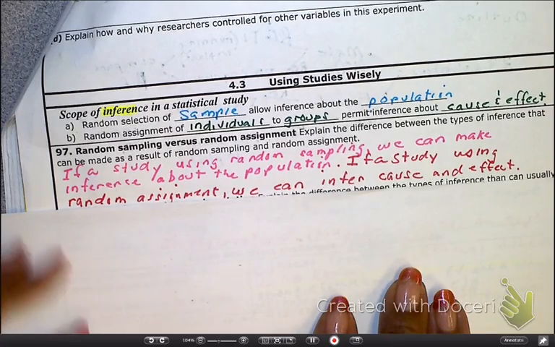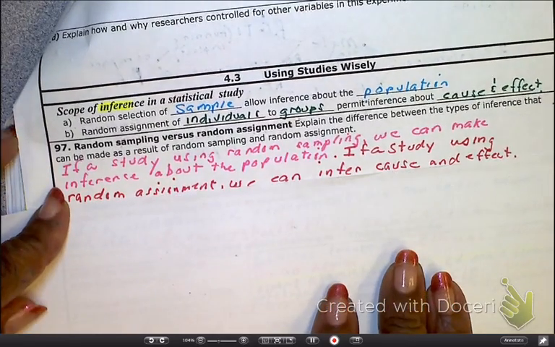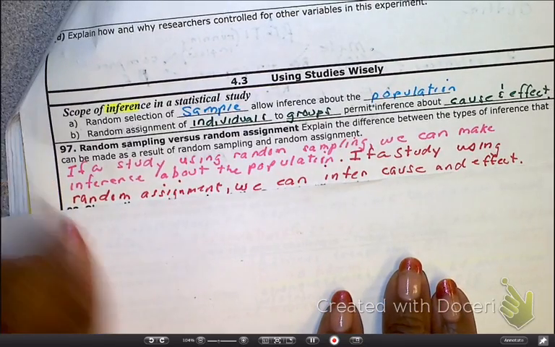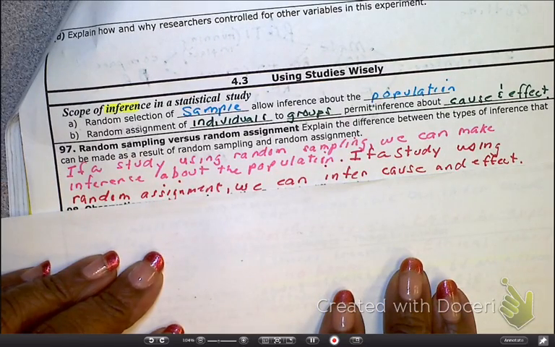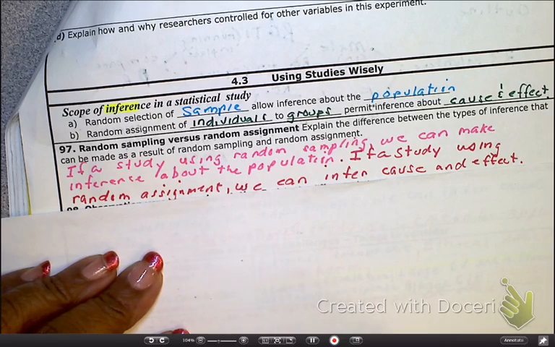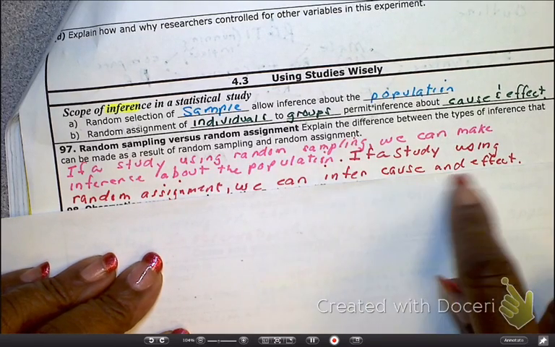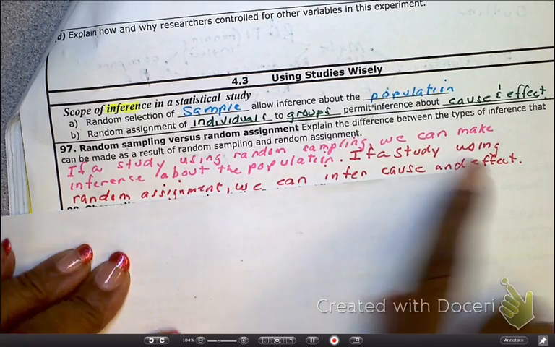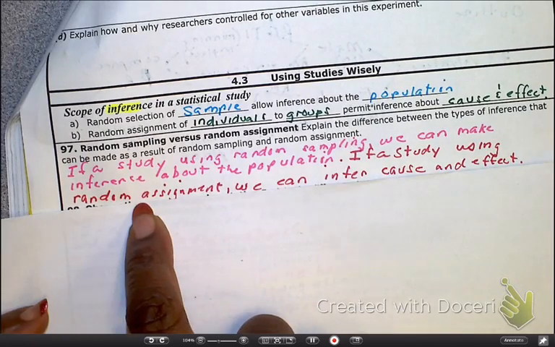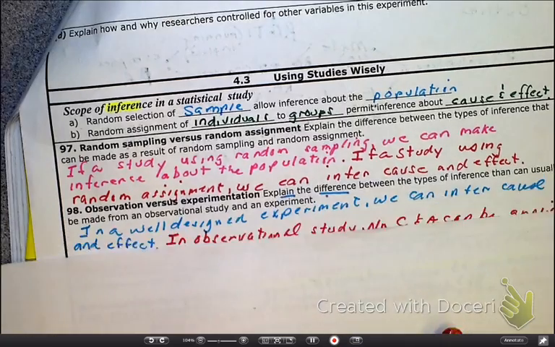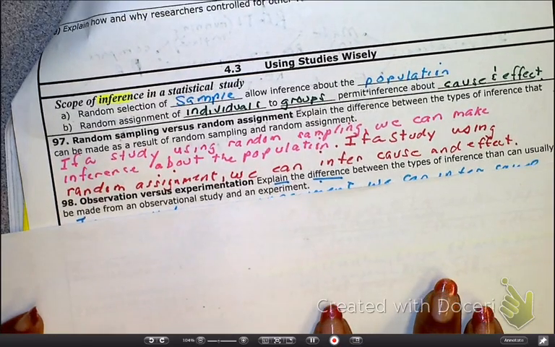Because remember, random assignment means you've got volunteers, you're assigning them to a treatment, and considering that as a way of randomizing who gets what, yes, it's an experiment. An experiment allows cause and effect because we have a random assignment or random allocation. Okay, now go to number 98.